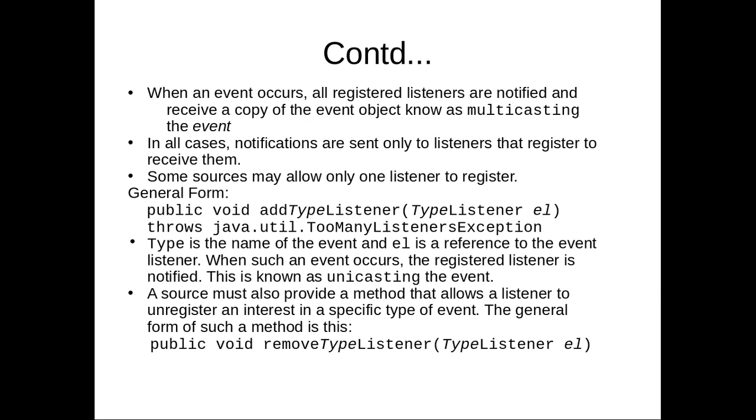Type is the name of the event and EL is a reference to the event listener. When an event occurs, the registered listener is notified. This is known as unicasting the event. That means as this source allows only one listener, the event will be sent to a single listener, and that is called unicasting. A source must also provide a method that allows a listener to unregister an interest in a specific event. Suppose that a particular listener wants no more notifications from a particular source, then that can be done by removeTypeListener. That means the registration is revoked.